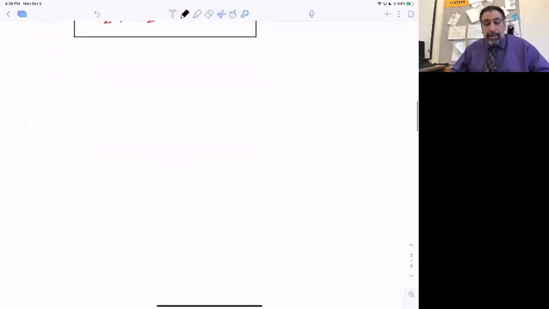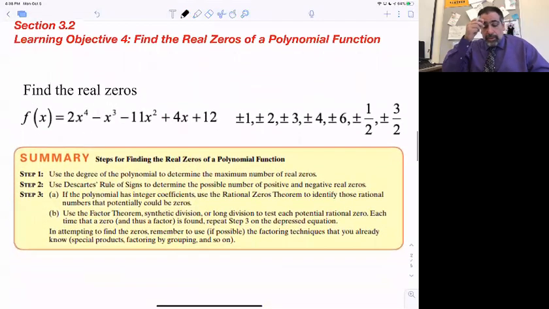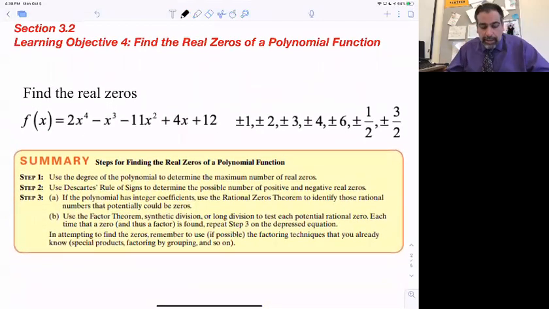So now we're going to take this and put it into practice and try to find the actual zeros. Okay, now this is going to require some work, some guess and check, but we're going to do it. So the second objective for this video is to find the real zeros of polynomial functions. That's your learning objective 4. Here are the steps. The first one is to use the degree of the polynomial to determine the maximum number.